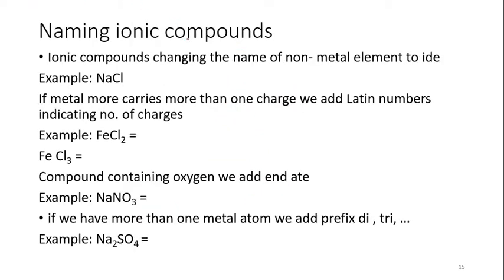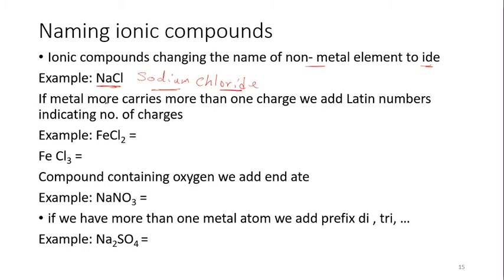Naming ionic compounds. So the rule for naming ionic compounds, first I have to name the metal, then the nonmetal. I end the nonmetal name with IDE. Let's take an example. If I look here, sodium, so I write sodium. The metal part doesn't change, but for the non-metal part, I will write IDE at the end of the name. So it will be sodium chloride.